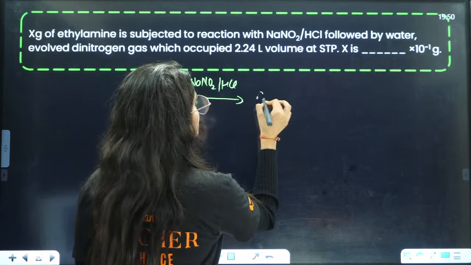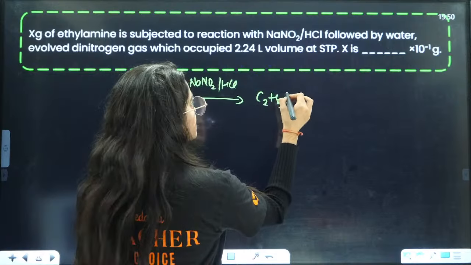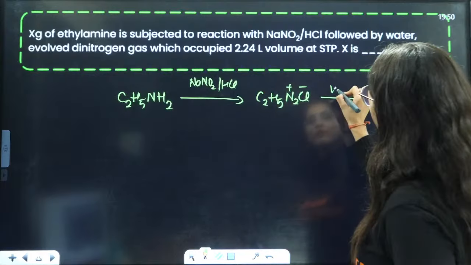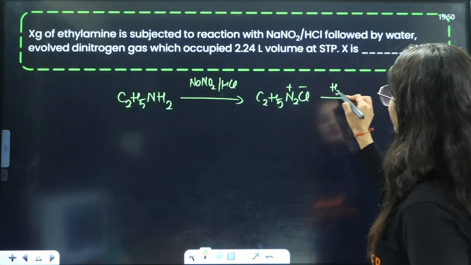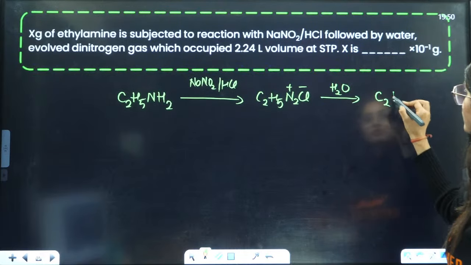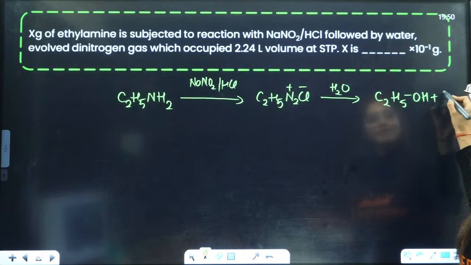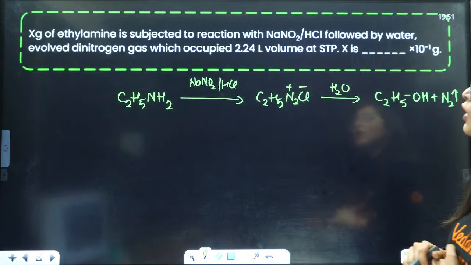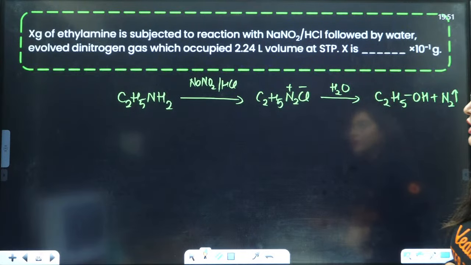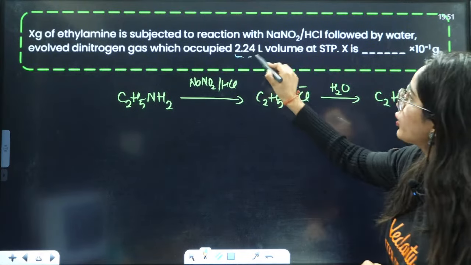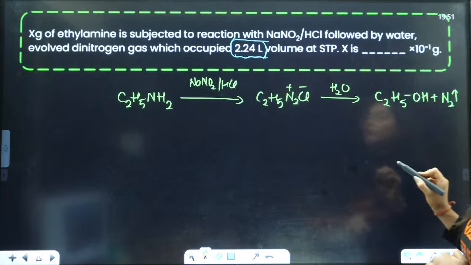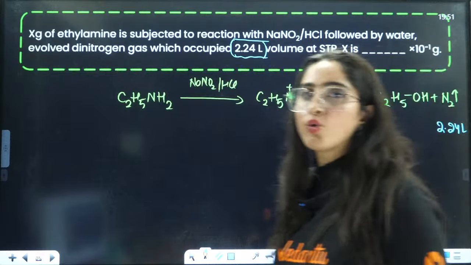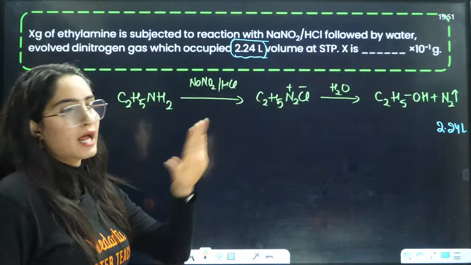When it reacts with this one, it will form diazonium salt, C2H5N2Cl. This is positive, this is negative. On reaction with water, this N2Cl will be converted to C2H5OH plus N2 will be released here, right? Okay. Now, they are saying that by water evolved dinitrogen gas which occupied 2.24 liter. So here 2.24 liter of this is formed. 2.24 liter of volume of that is formed.